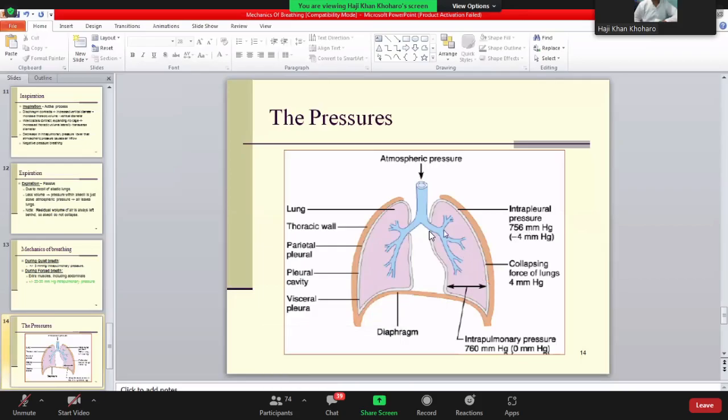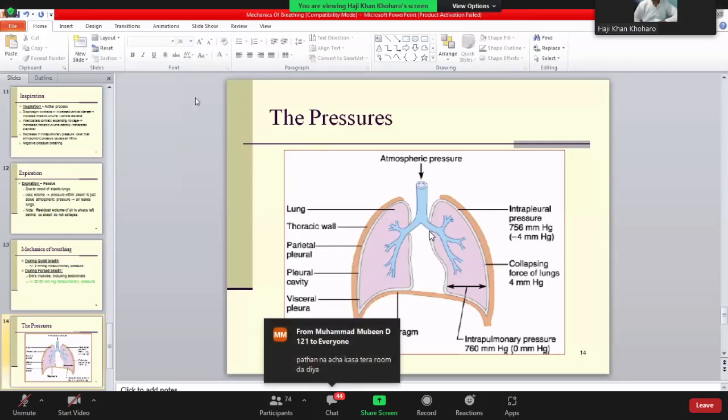Now, there is one very important piece of information. A person with a closed glottis and not breathing will have atmospheric pressure and intrapulmonary pressure similar to each other, and this causes no movement. So intrapulmonary pressure is 760 millimeter mercury, atmospheric pressure is 760 millimeter mercury. This causes no change in the movement of air.